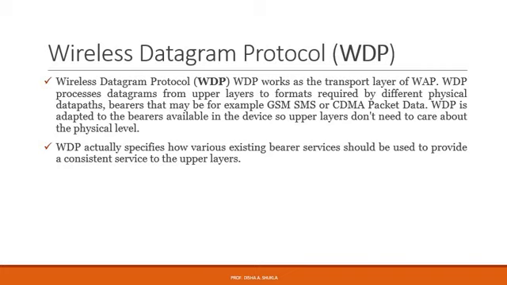WDP is adapted to the bearer available in the device, so the upper layer does not need to care about the physical layer. WDP actually specifies how the various existing bearer services should be used to provide a consistent service to the upper layer. This is done by adapting the protocol to the underlying bearer. Now, since different bearers have different features, some sections in the specifications are bigger or smaller than others. For example, the section of the IP bearer is very short. As a wireless datagram protocol, one must use the UDP protocol from the IP suite.